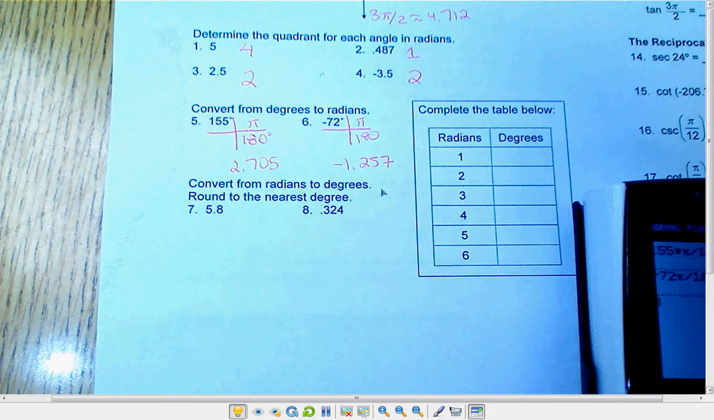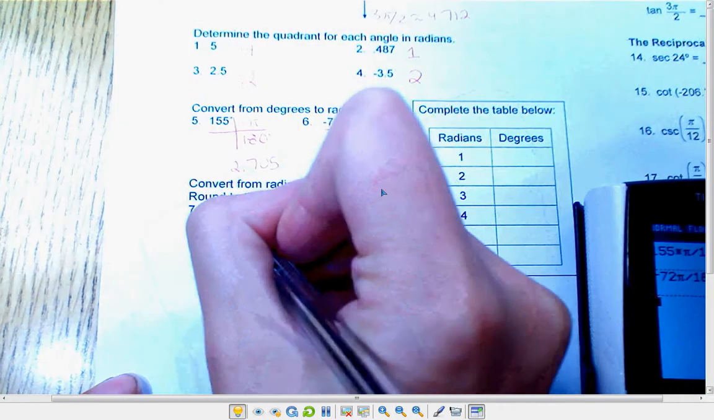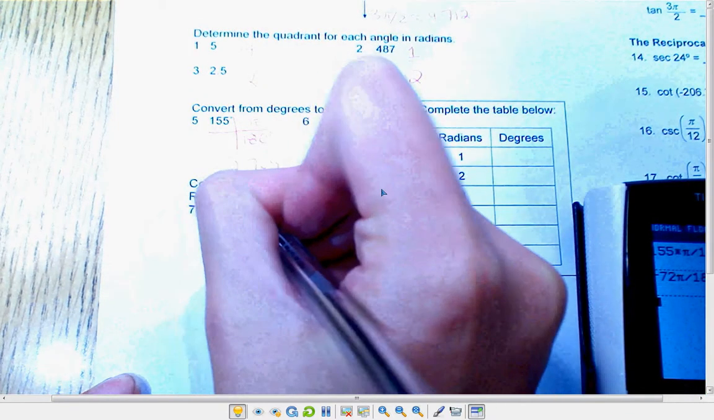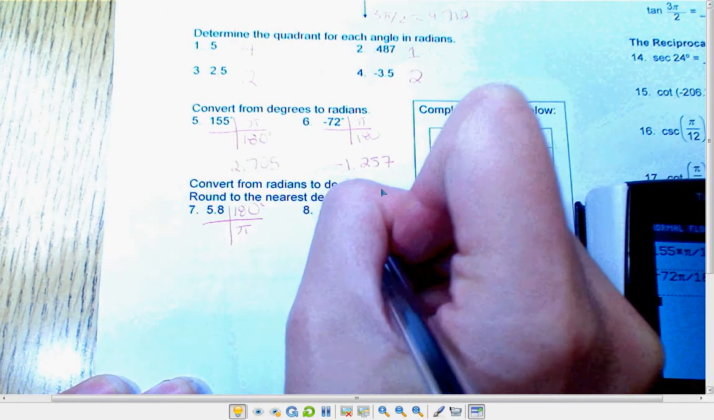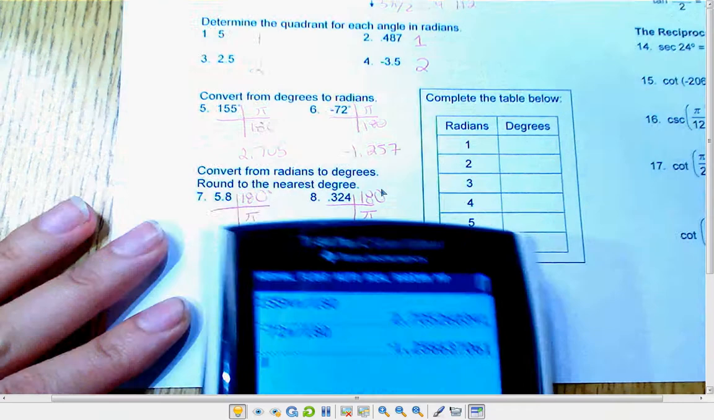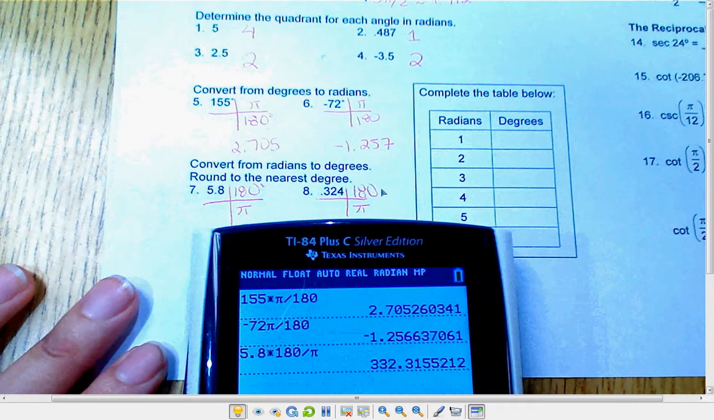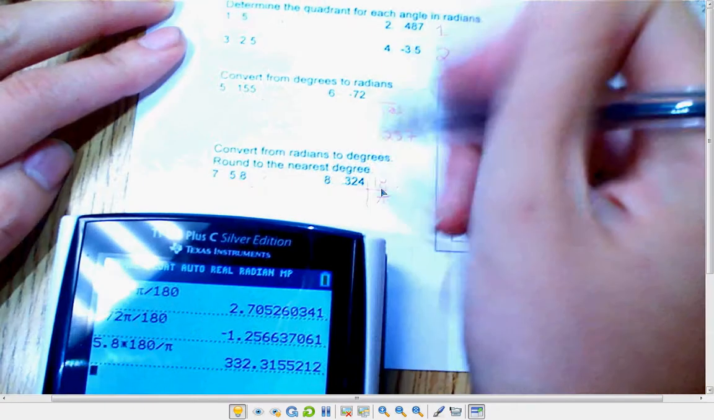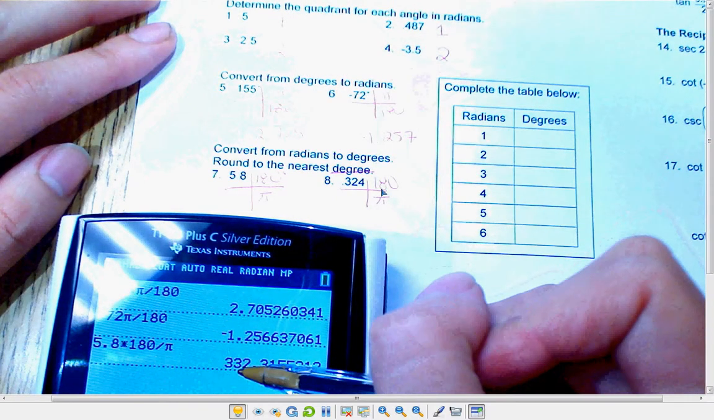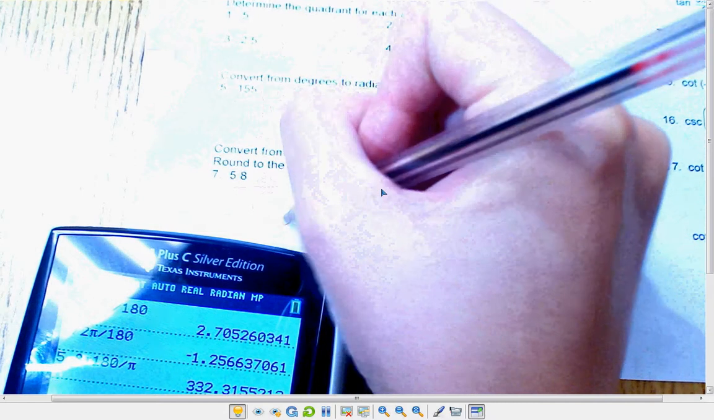And same thing when we were converting from radians to degrees. So now this is radians, we want to cancel out with radians, so pi goes at the bottom. So for number 7, we have 5.8 times 180 divided by pi, gives us 332. So with degrees, we're always going to round to the nearest degree. So we're just going to look at 332. The 3 means that it rounds down, so it's just 332 degrees.